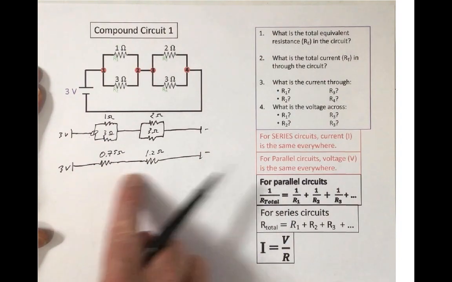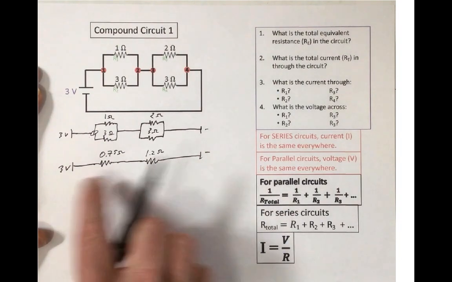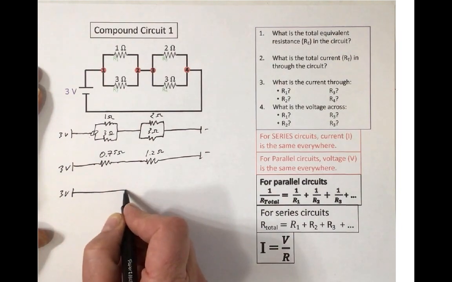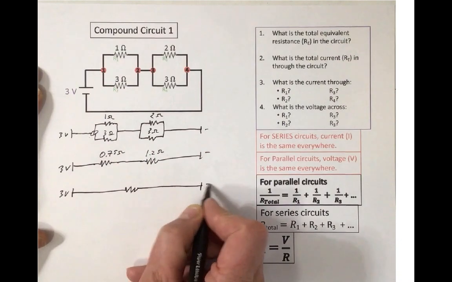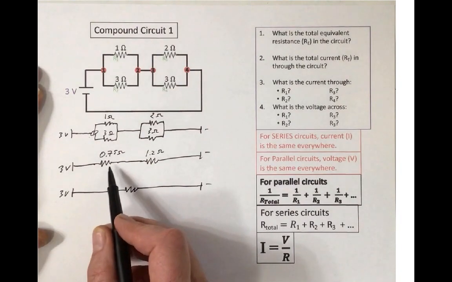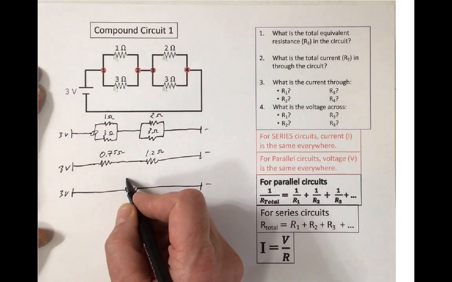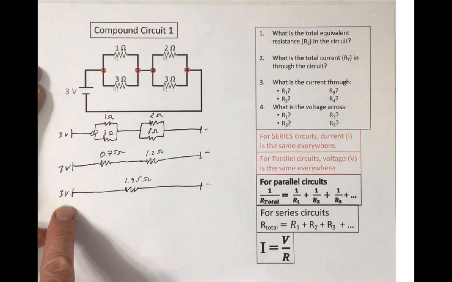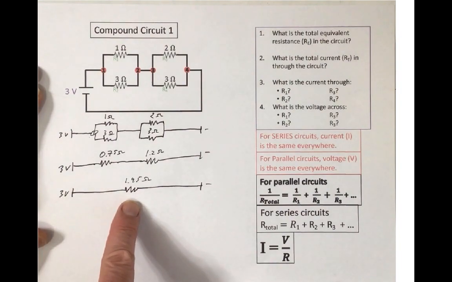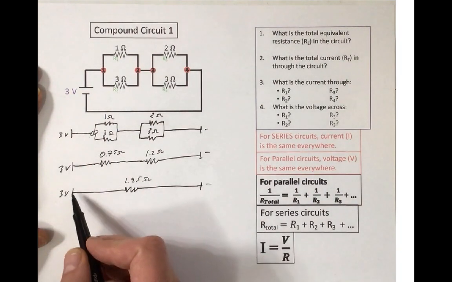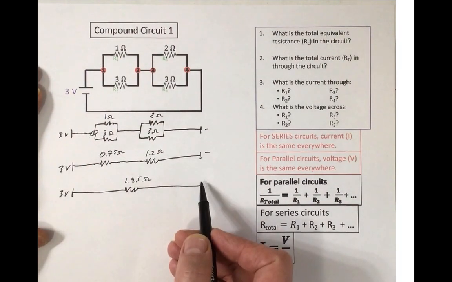Now, we have these two left, and they are just in series. There's nothing else involved except series. So I'm going to combine those two into one resistor. Okay, and since they're in series, all I have to do is add them. So 0.75 plus 1.2 makes a 1.95 ohm resistor. So this 3-volt battery feels 1.95 ohms of resistance through this entire circuit as the electrons flow from one end of the battery to the other.